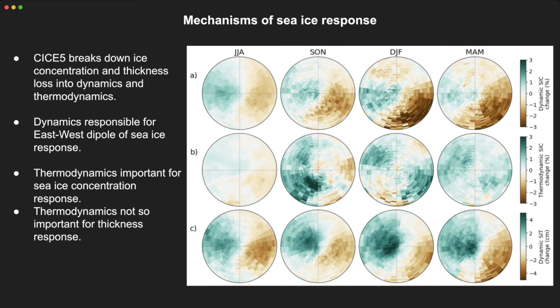If we look at the sea ice thickness change due to dynamics, that's the third row, you can again see this east versus west pattern comes out very strongly. And when we look at the thermodynamic component of that, which I haven't plotted, it's very close to zero. These anomalies are fairly insignificant. So the dynamics are more important for the thickness than they are for the concentration, and the thermodynamics barely matter for the thickness effect.